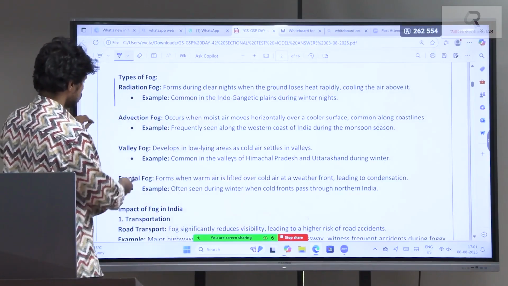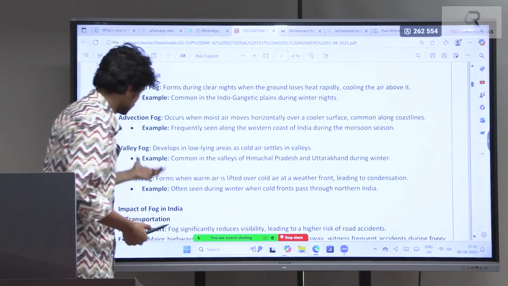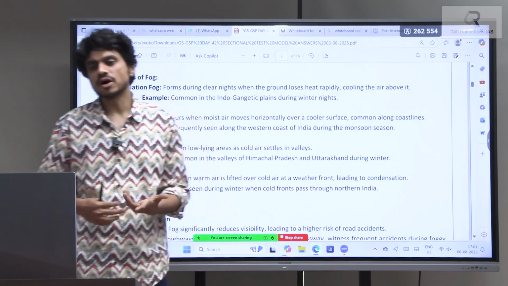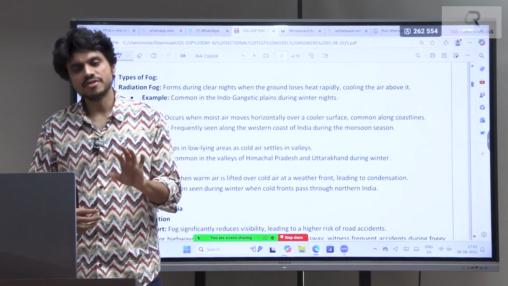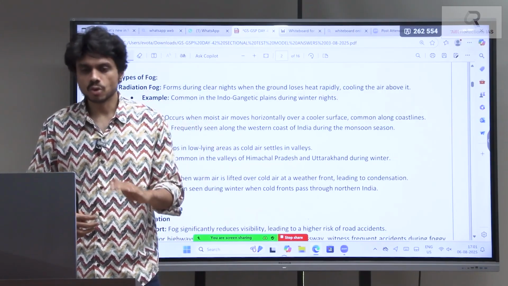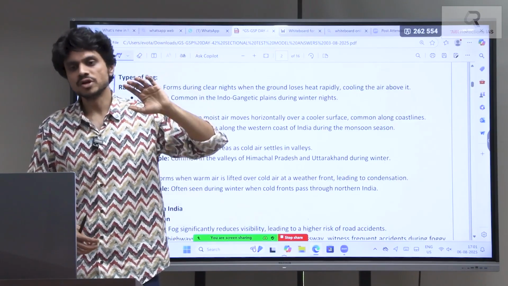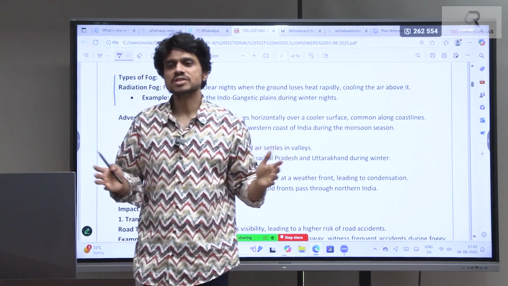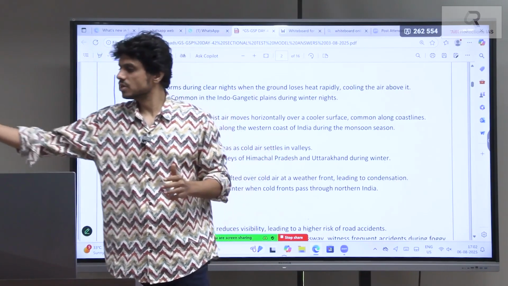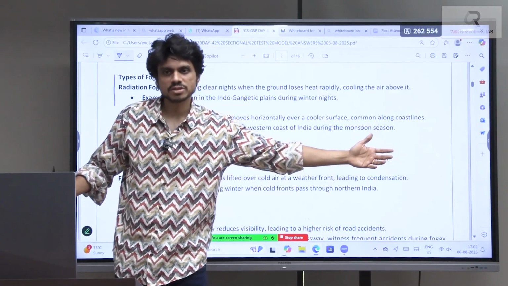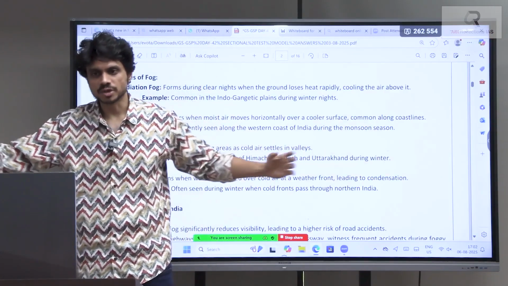So see here, next is frontal fog. In the frontal conditions, what are generally fronts? Cold fronts, warm fronts, you might have heard, right? So every time the rule is cold air will be present at the bottom and warm air will be moving on the top. A front is a transitional boundary between the cold air mass and the warm air mass. Suppose from this area, warm air mass is coming, and from this area, cold air mass is coming.